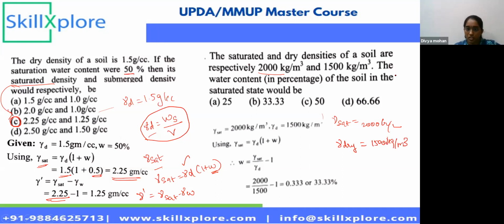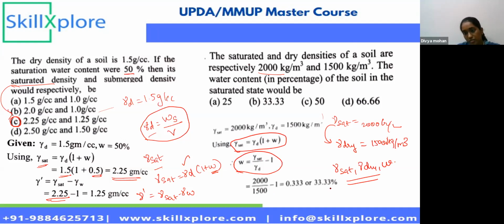And they ask for the water content of the soil. Okay, so we have to think about which formula associates gamma sat, gamma dry and W. We already know a formula which is gamma sat is equal to gamma dry into (1 plus W). After rearranging this formula, we'll get the right answer of 33%. This is the right answer.